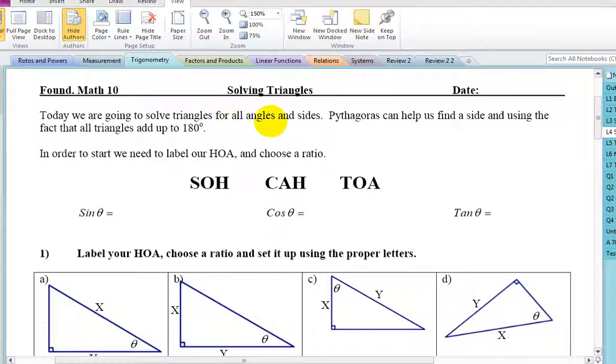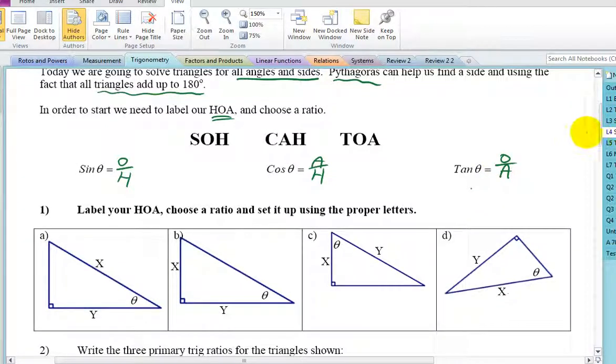Find all angles and sides. Sometimes Pythagoras can help us, and keeping in mind that triangles add up to 180 degrees can help us too. In order to start, we have to label our HOA and then choose a ratio based on SOHCAHTOA. That means sine theta equals O over H, cos theta equals A over H, and TOA means tan theta equals O over A. So we have that Greek letter theta.